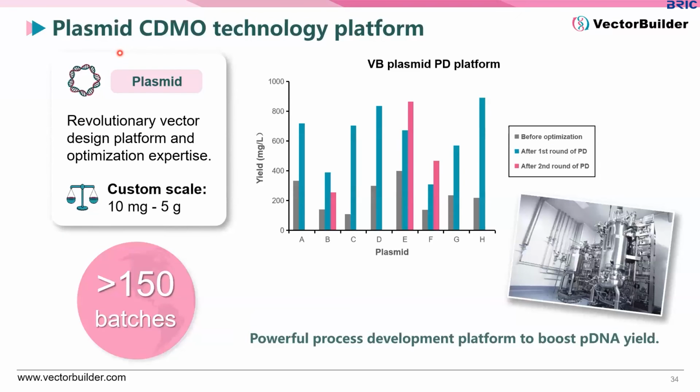So this is some details about our CDMO technology platform. For plasmid, we have already revolutionized the design studio, but that is not enough. We also do a lot of development on our platform. We have a lot of ways that we can optimize the fermentation to increase and boost the plasmid DNA yield. And right now, our CDMO departments have already delivered more than 150 batches of the plasmid DNA.